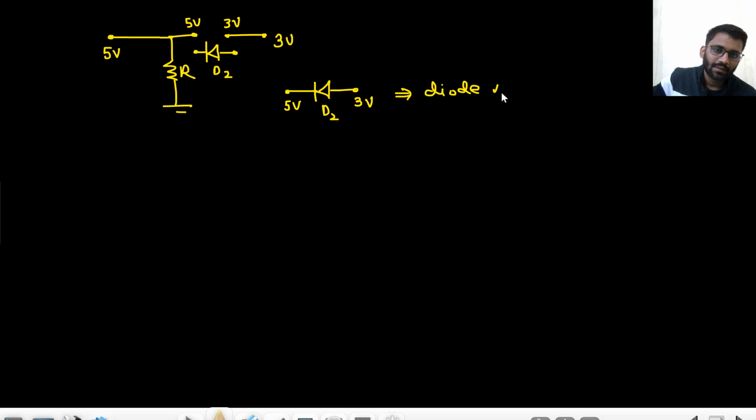Now since this is short circuited, here I am having 3 volt and here I am having 5 volt. So what is the condition of diode D2 now? Diode D2 is having this condition now. Here you are having 3 volt and here you are having 5 volt. That means diode D2 is off. Right? Diode D2 is off. That means this will be your condition.